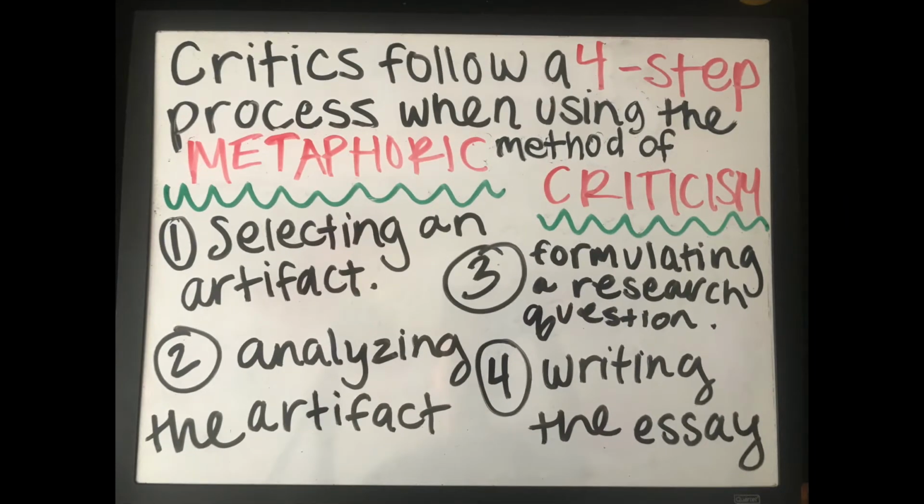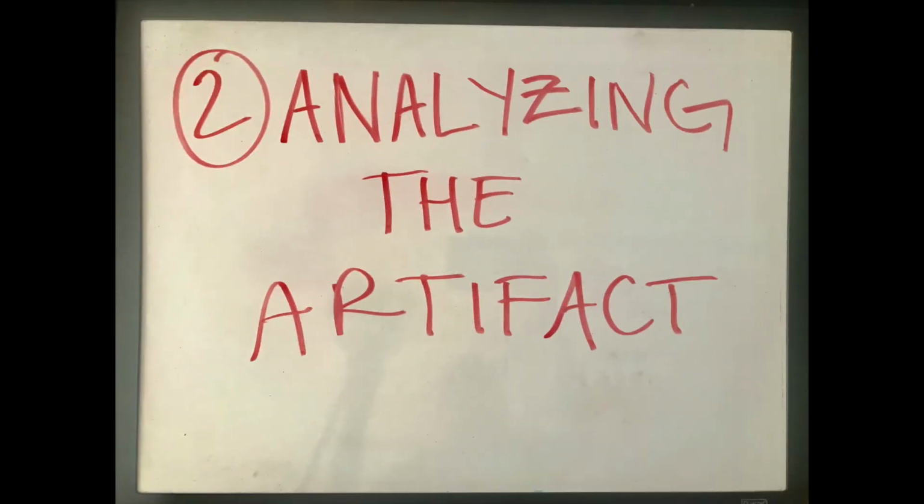Critics follow a four-step process when using the metaphoric method of criticism. The first step is selecting an artifact. The second step is analyzing the artifact. The third step, formulating a research question. And the fourth step, writing the essay. This video will show you how to perform step 2, analyzing the artifact.